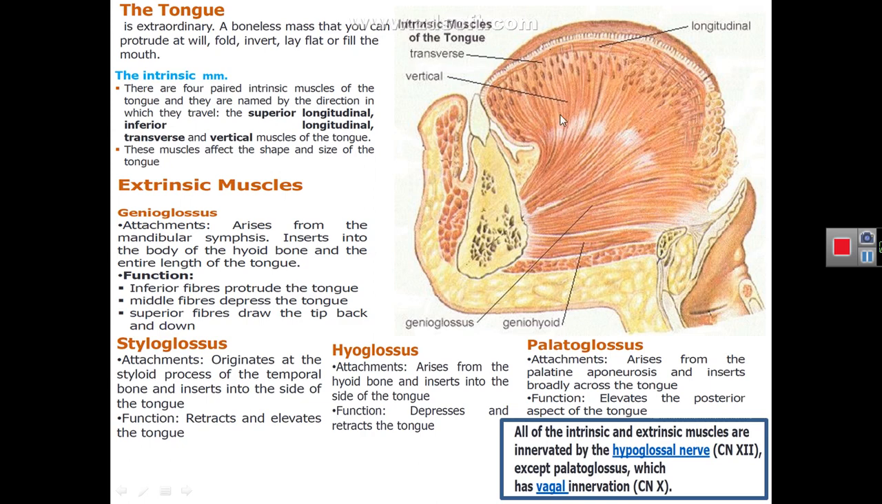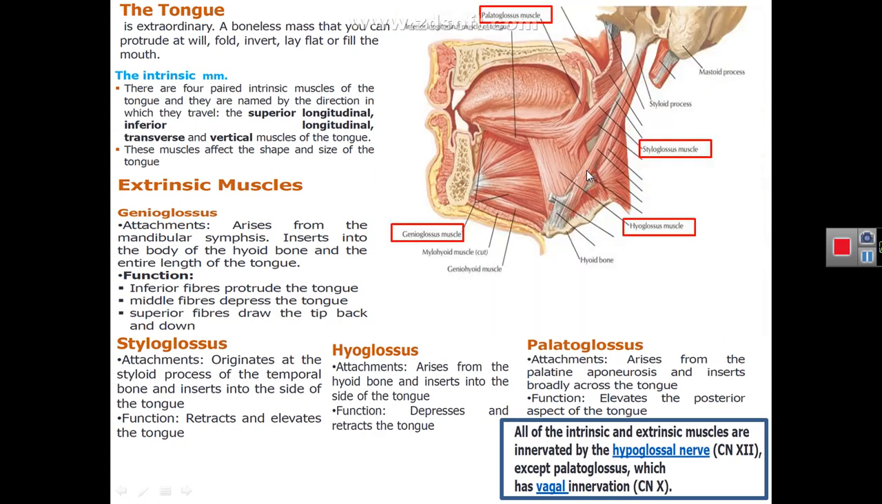Its insertion is not only to the side of the tongue but also extends to the hyoid bone. In addition to genioglossus muscle, which is the bulkiest muscle of the extrinsic group of the tongue, we have other muscles. For example, styloglossus muscle, originating from the styloid process and inserted into the side of the tongue. Hyoglossus muscle, originating from the hyoid bone and inserting into the side of the tongue. And palatoglossus muscle, which is originating from the soft palate, actually from the fibrous tissue of the soft palate, which is called palatine aponeurosis, and is inserted into the side of the tongue.